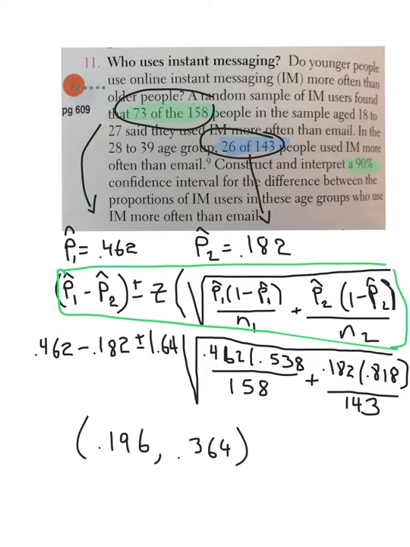So, what does this mean? We are 90% confident that the difference between the 2 proportions is somewhere between 19% and 36%. What does that mean? It means that we think that between 19 and 36% more younger people use instant messaging than older people. That's the difference, okay? Higher number when we subtract them. Okay, hopefully that makes sense. Let's go to number 13.